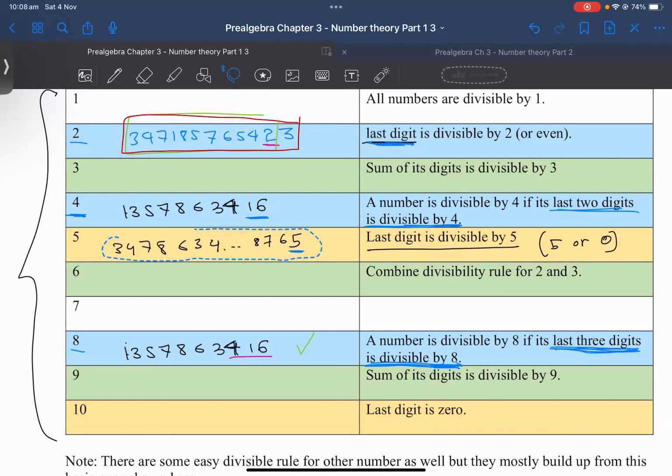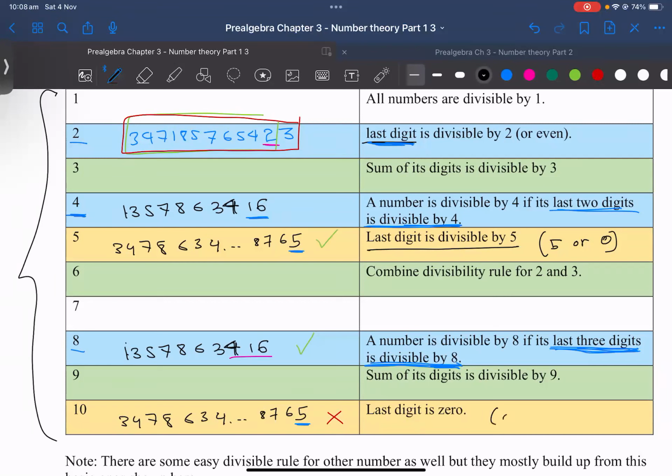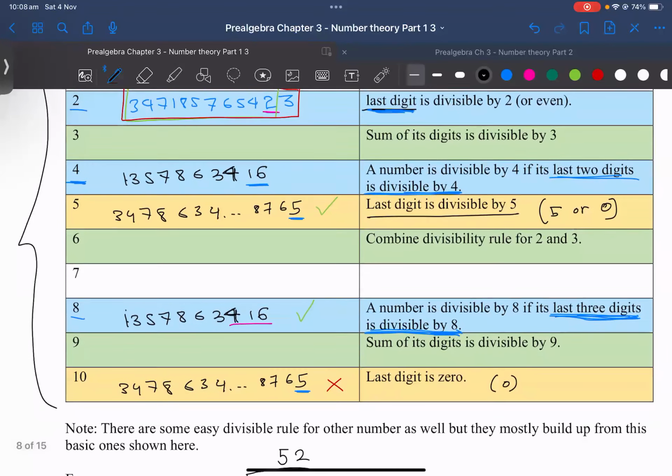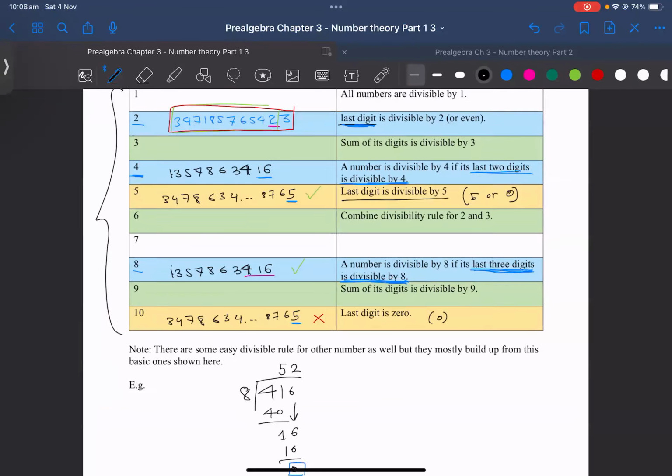Now if I bring the same number down to 10, is this divisible by 10? The last digit has to be a 0, but it's a 5. So that means it's not divisible by 10. Very good. So for 10, you can check if the last digit is 0. The only thing allowed is 0, so any other number in the last digit is not fine. 5 is not 0, therefore it's not divisible by 10. Is that clear?